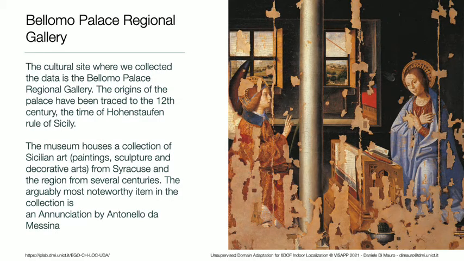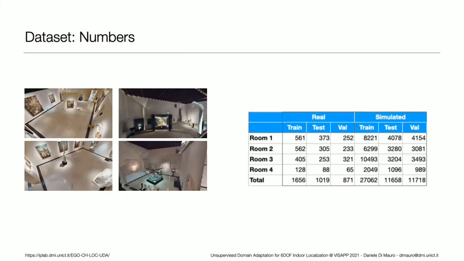The cultural site where we collected the data is the Bellomo Palace Regional Gallery. The museum houses a collection of Sicilian art from Syracuse and from the region. The most famous item is a painting by Antonello da Messina. The acquired dataset is composed of 4 rooms. Each room has been scanned using a 3D scanner and visited with a GoPro headset.